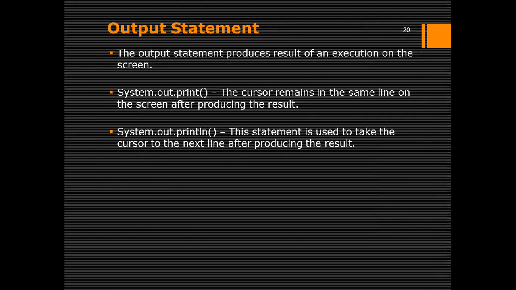Output statement. This also we have seen in the earlier chapters: system.out.print or system.out.println. These are the two output statements used in Java. System.out.print means the cursor remains in the same line on the screen after producing the result. That is, whatever we print with system.out.print will be printed in the same line. Whereas system.out.println is used to take the cursor to the next line after producing the result, which means that by using system.out.println, we can print different data on different lines.